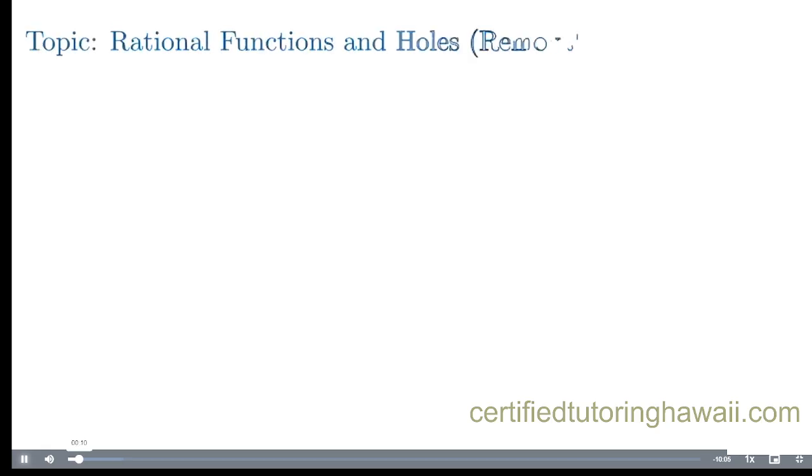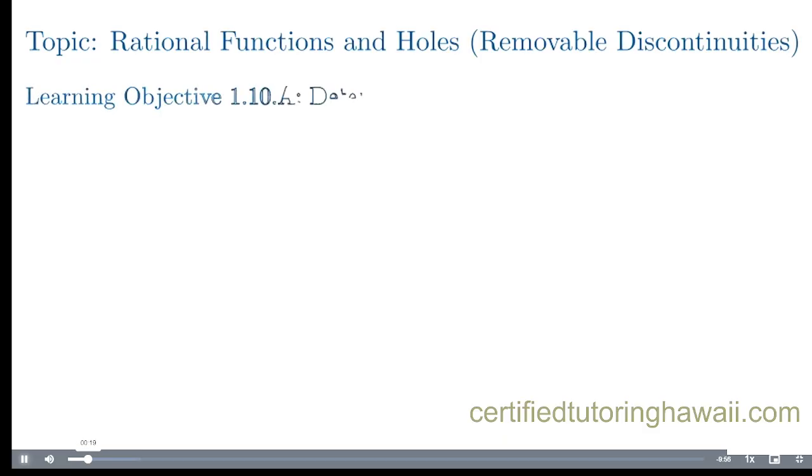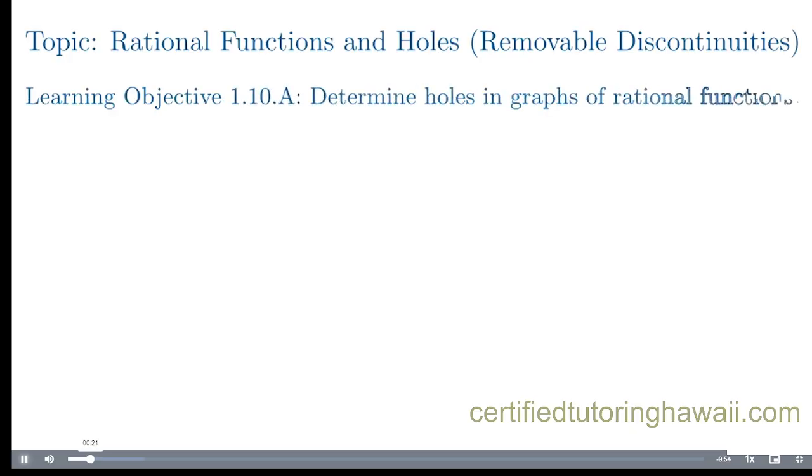Today, we're going to explore a specific feature found in the graphs of rational functions. Our main topic is holes, also known as removable discontinuities. By the end of this video, you will be able to determine the existence and location of these holes. Our learning objective is to determine holes in the graphs of rational functions.